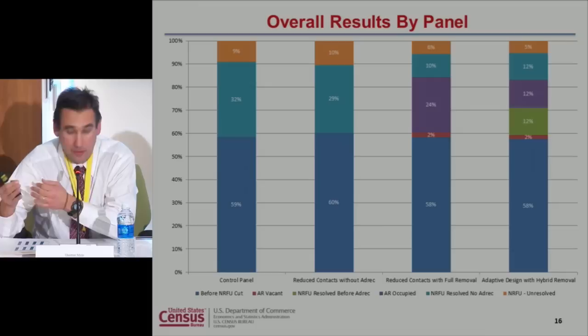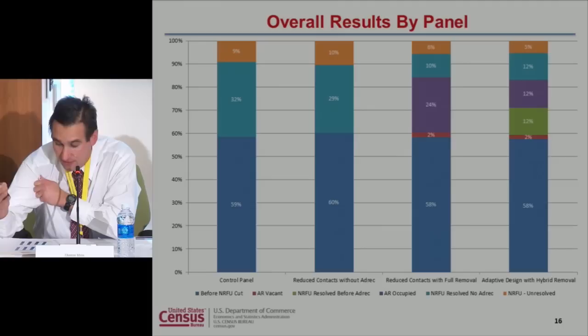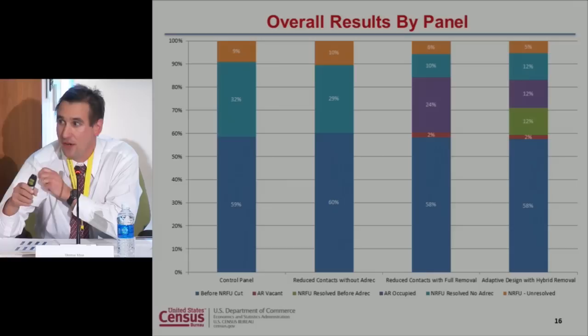For the next remaining 12% above there, we did not receive any NRFU information, so we ended up utilizing our administrative records for those cases. For the remaining about 17% which went out, 12% were resolved and 5% were unresolved. If any of these columns do not add up to 101, that's just a rounding error.